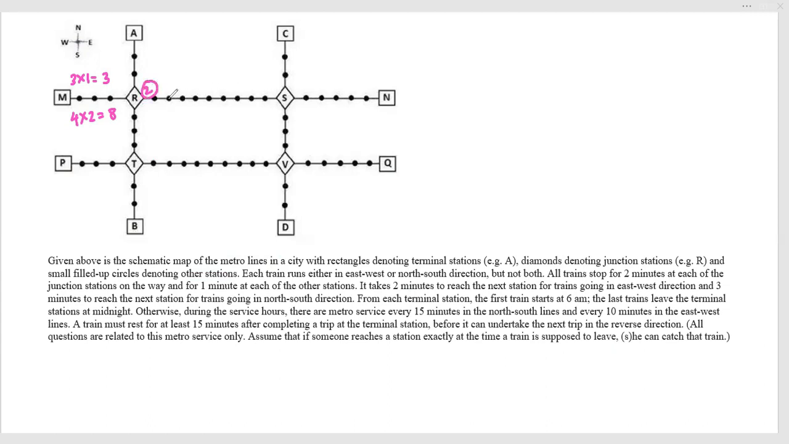Same thing for the next stretch: the number of stations is total 9, so 9 into 1, 9 minutes, and the gaps are 10, so 10 into 2, 20 minutes. So basically 29 minutes from R to S. Again S is 2 minutes. And the next stretch, 5 stations, 5 into 1, 5 minutes, and this would be 6 into 2, so it is 12 minutes.